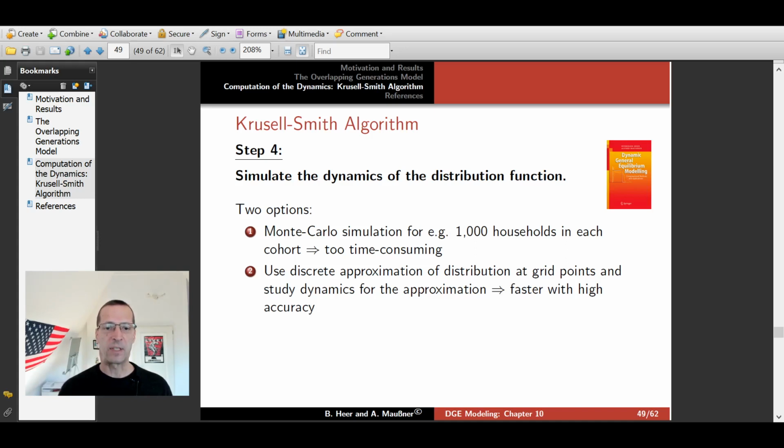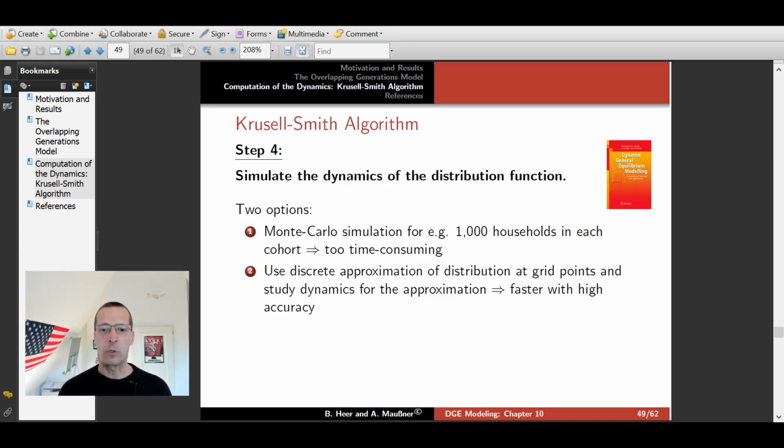Okay, and there are basically two options for how we can simulate the dynamics. We can use Monte Carlo simulation. So for example, we pick 1,000 households in each cohort, for the 1-year-old, 2-year-old, 3-year-old, deriving 70,000 households, and simulate how they behave over their life cycle and over time, and then aggregate these values. We find this too time consuming, especially in overlapping generations. You need a certain number of households, 1,000 or above, in each cohort, so that you can get to the law of large numbers, so that these 1,000 households almost behave like they were the whole population.